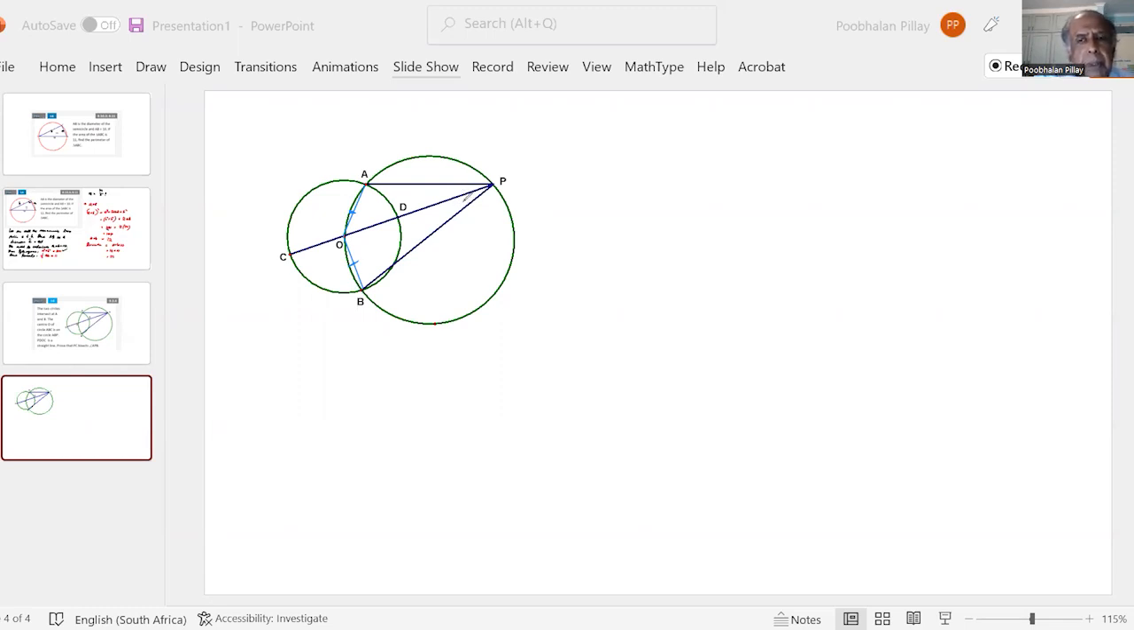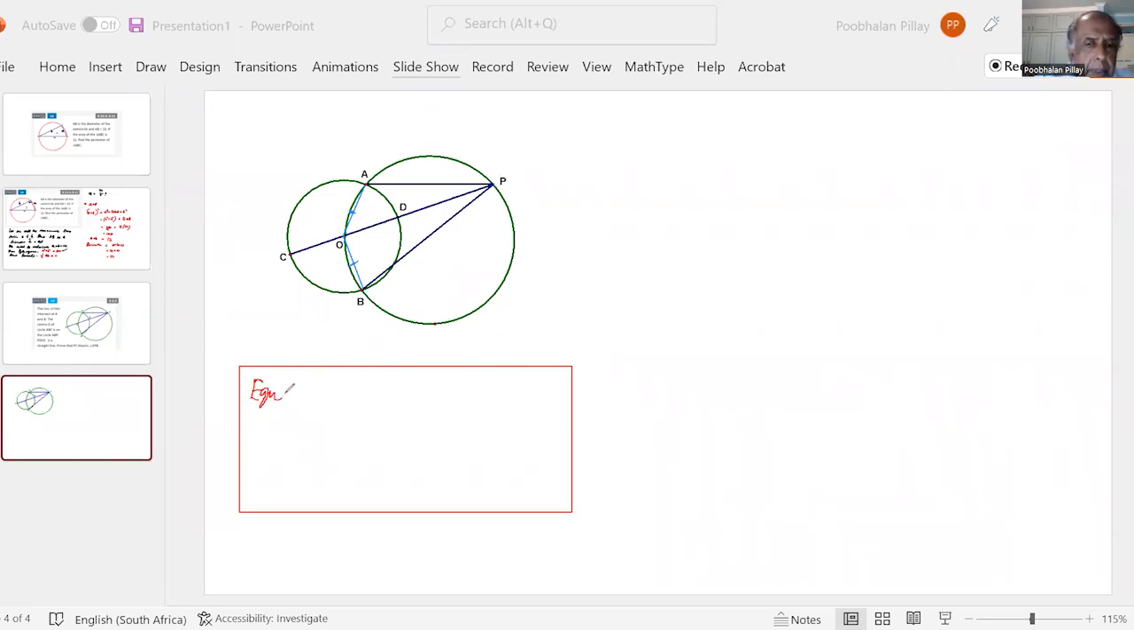All right. And you'll notice that you've got two lines here. These are chords. AO is a chord of the large circle, and OB is also a chord of the large circle. So you've got two chords of the large circle which are equal. So immediately there should be some reminder of a theorem which speaks about equal chords. And what does that theorem say? It says that if you've got equal chords in a circle, they subtend equal angles.